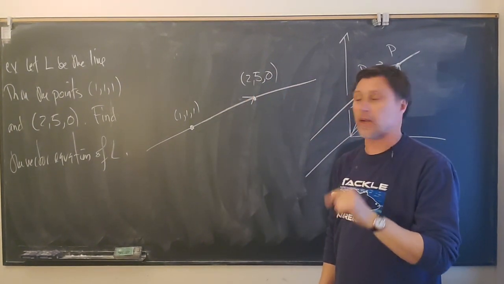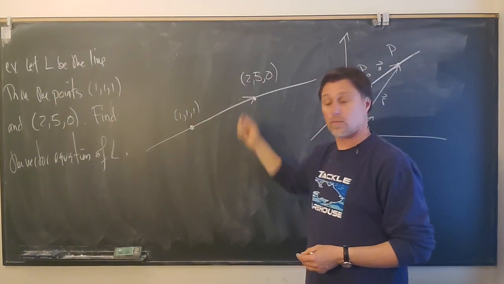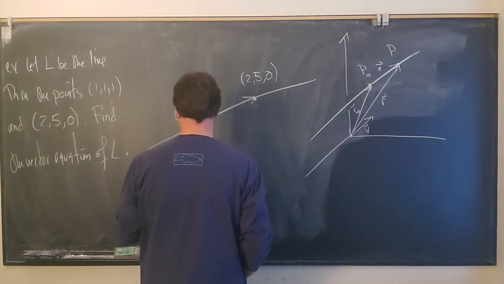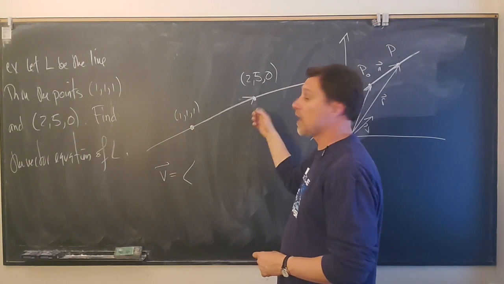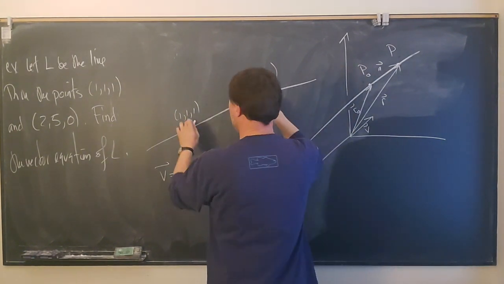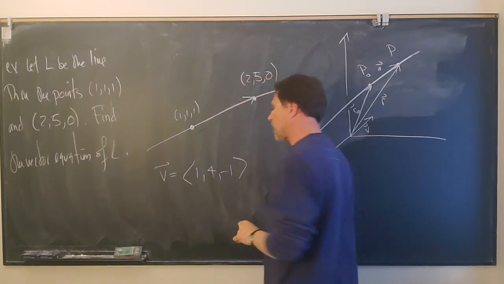That will be my direction vector. And then I also need a point that lies on the line. I can choose either one of these points. Okay? So the direction vector, v, is the vector that goes from, the way I've drawn this, head minus tail. So that's going to be 2 minus 1, 5 minus 1, and 0 minus 1. So there's the direction vector.